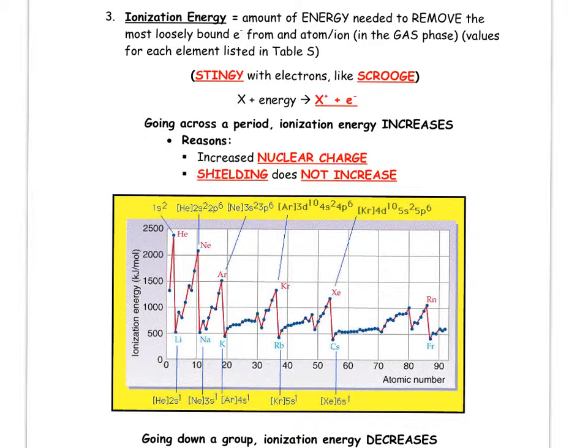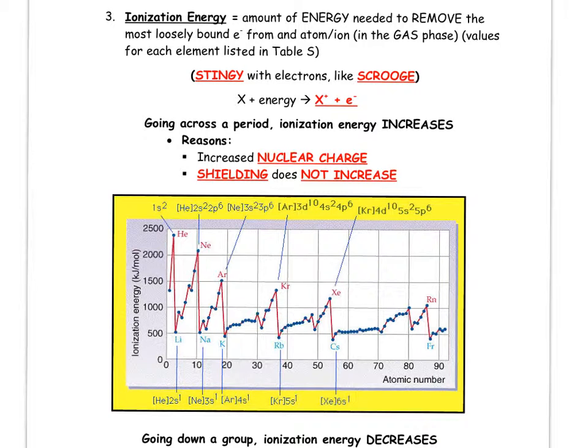Alright? As you go across a period, ionization energy does get higher, because if you get stronger as you go across a period, you're going to need more money to buy the electrons from that particular atom. Again, ionization energy is also listed on Table S. Make sure that you know where to find ionization energy.